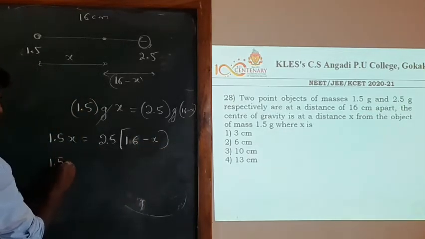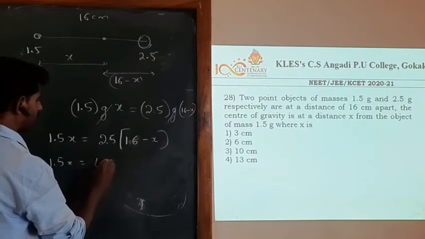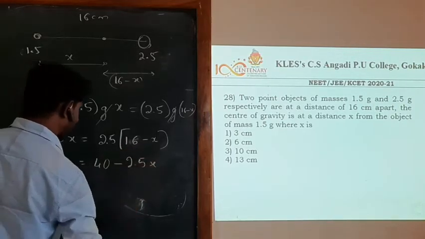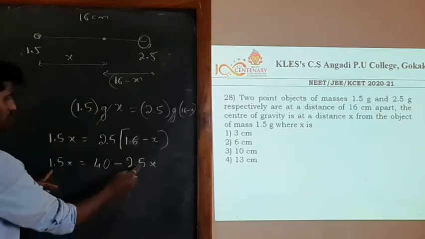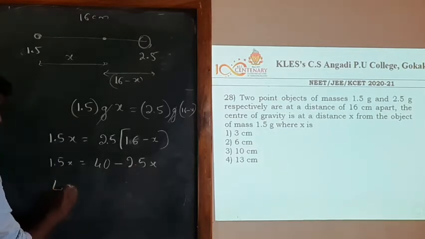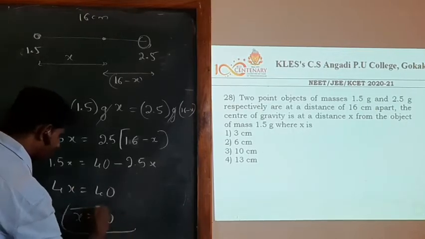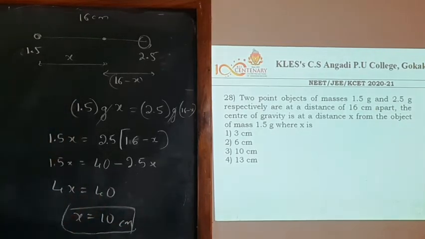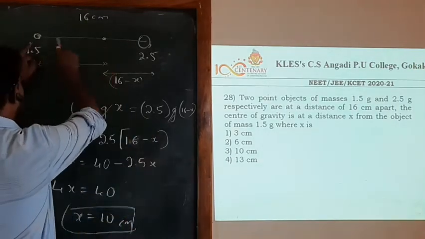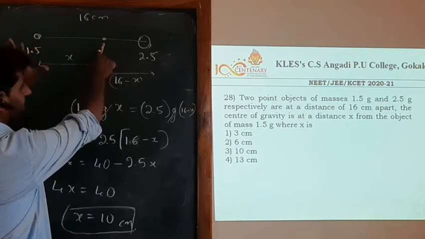So 1.5x as it is, and 2.5 into 16 will give you 40, minus 2.5 into x, that is 2.5x. Take this minus term to this side; the minus 2.5 will become plus here. 2.5 plus 1.5 is 4, so 4x equals 40. Then x equals 10 centimeter. Okay, the option is 3. It means the center of gravity is at 10 centimeter distance from the 1.5 gram body.